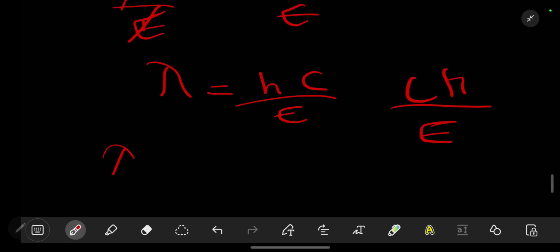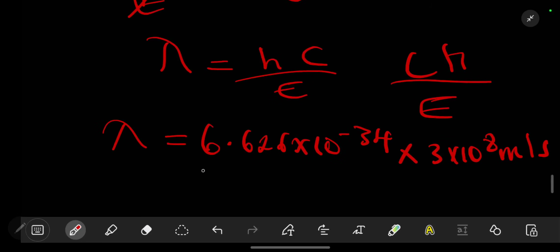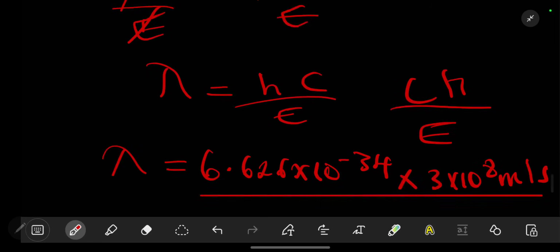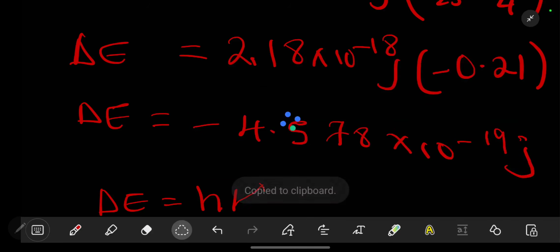So the wavelength should be equal to Planck's constant. Remember, Planck's constant is equal to 6.626 times 10 to the power negative 34, times our C, the speed of light, which is 3 times 10 to the power 8 meters per second, over the energy, which was in joules. So the energy we calculated was this value, and this is the energy that we are going to put at the bottom.